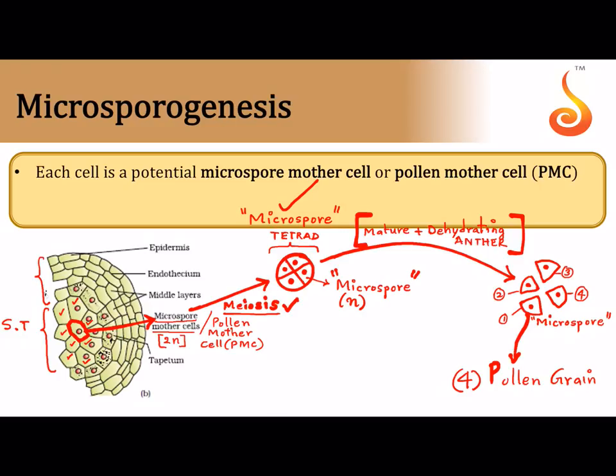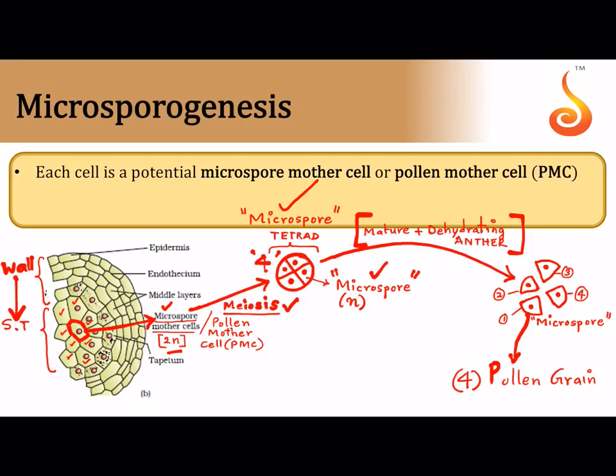So once again, what are the parts of the microsporangium? They have the wall layers, and they have a central tissue which occupies the center of the microsporangium. The center of the microsporangium is referred to as the sporogenous tissue. In the sporogenous tissue, each cell is a potential what? A microspore mother cell or a pollen mother cell. Is it haploid or diploid? It is diploid. It undergoes what? It undergoes meiosis to form a group of how many haploid daughter cells? To form a group of 4 haploid daughter cells.